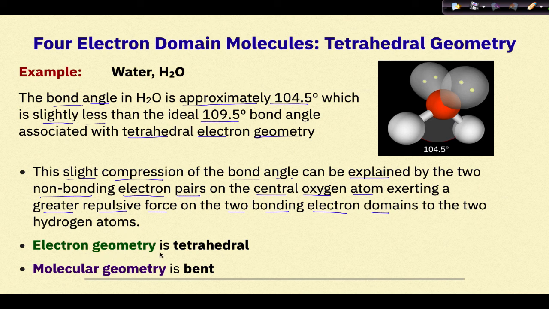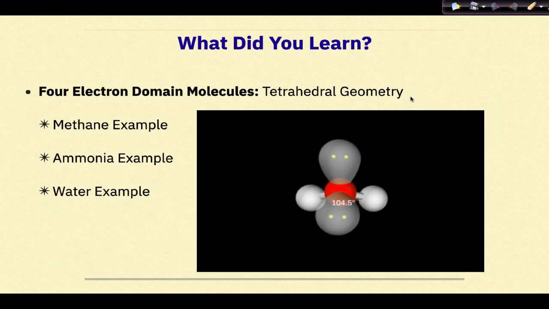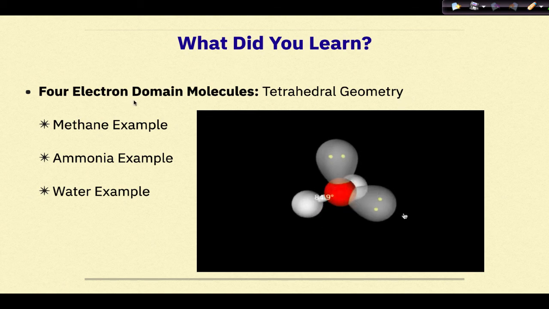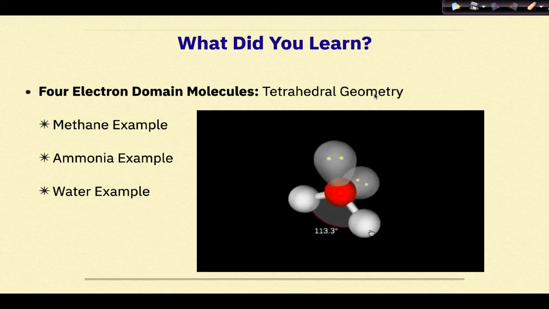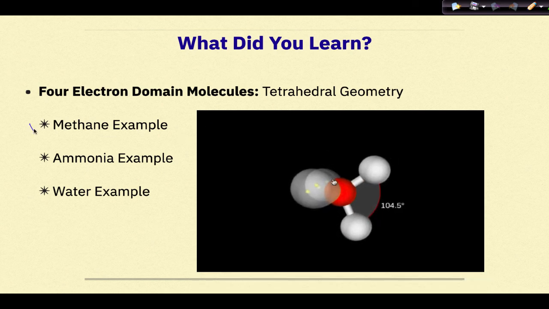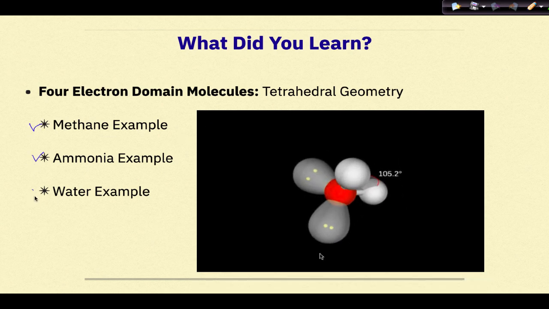So the electron geometry is tetrahedral, but the molecular geometry is bent. So this bond angle right here is 104.5 because these lone pairs right here and back here are compressing this bond angle. So what did you learn? We talked about 4 electron domain molecules with tetrahedral geometries, and then we looked at methane, ammonia, and water as examples.